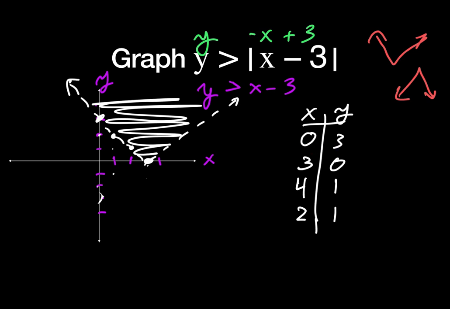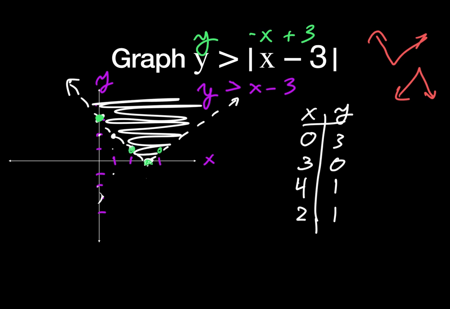0, 3, so that's 0 over, 3 up. That's that point right there. 3, 0, so 1, 2, 3 over, and then 0 up is that point right there. And yeah, it makes sense that all these are going to be in here. 4, comma 1 is right there. 2, comma 1 is right there.